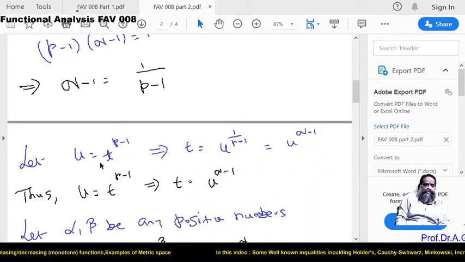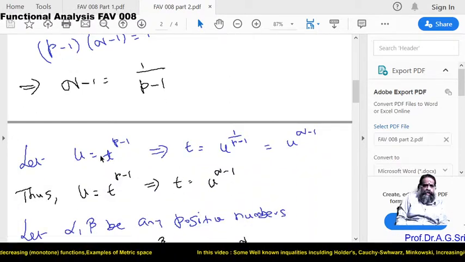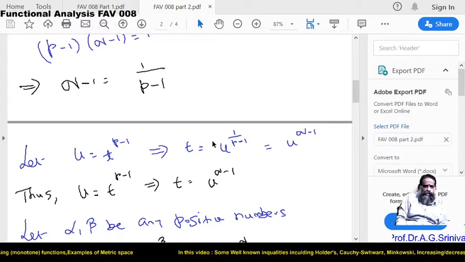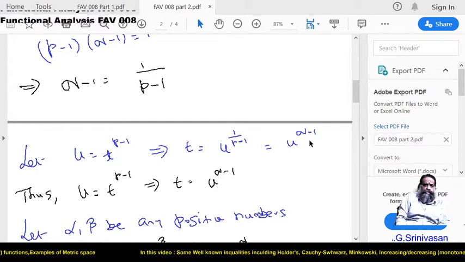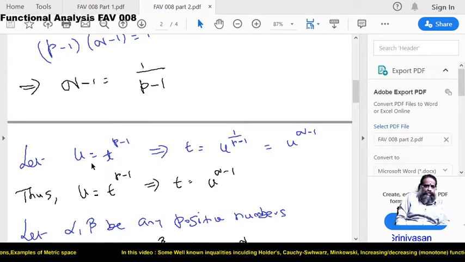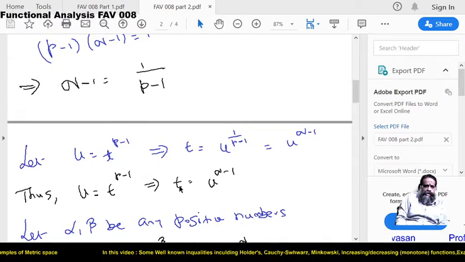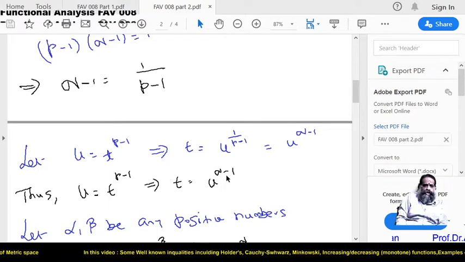Now define u = t^(p-1). This implies t = u^(1/(p-1)). But 1/(p-1) is q - 1. So t = u^(q-1). So if u = t^(p-1), then t = u^(q-1).